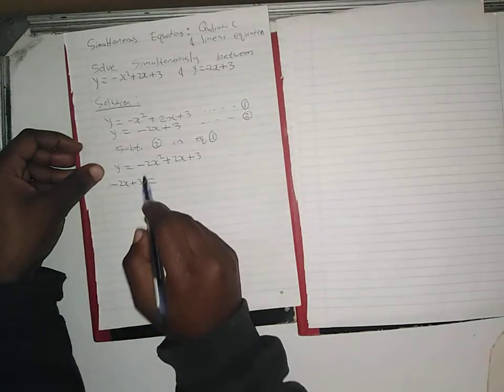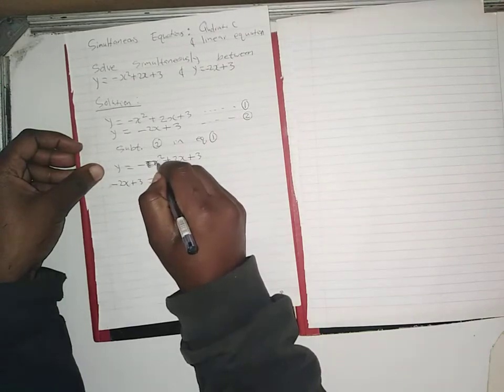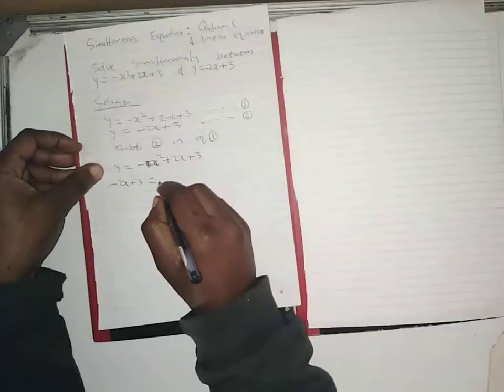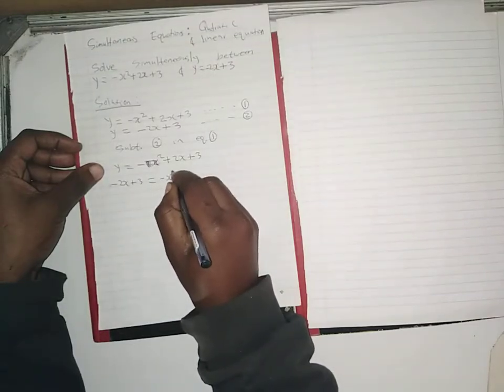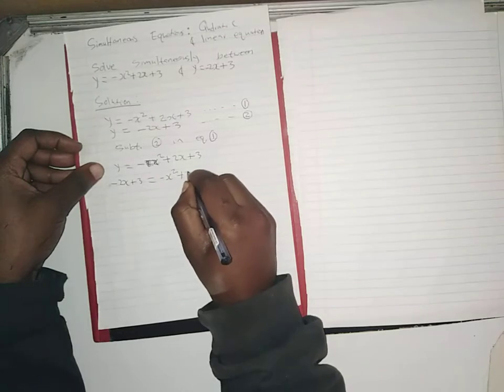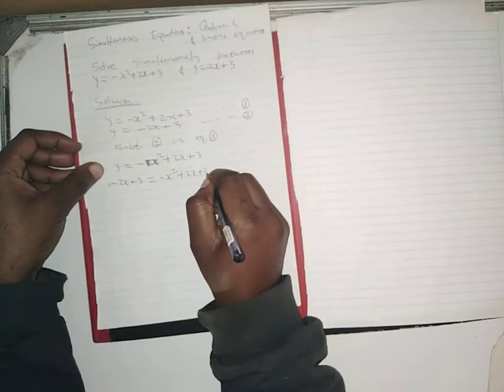Okay, what did I write here? I wrote nonsense. This is not minus 2, it's minus x squared. Sorry for that mistake. So it's minus 2x plus 3 is equal to minus x squared plus 2x plus 3. And then what is the next thing that you need to do? You need to take all the terms and put them on the left hand side, and remain with 0 on the right hand side.